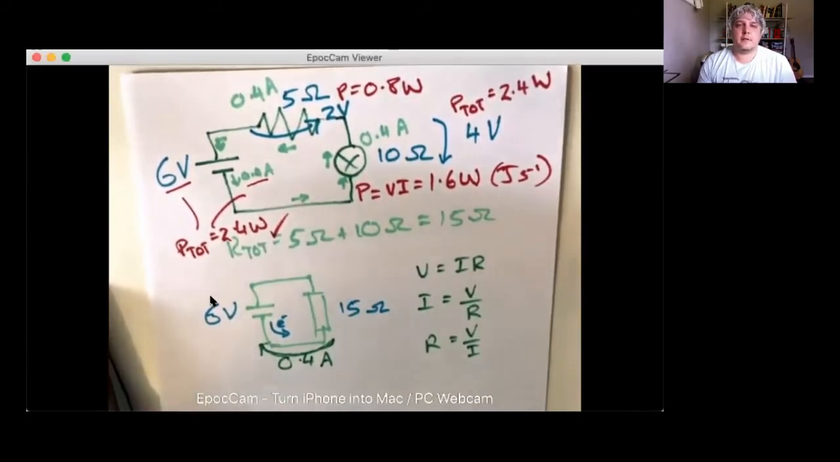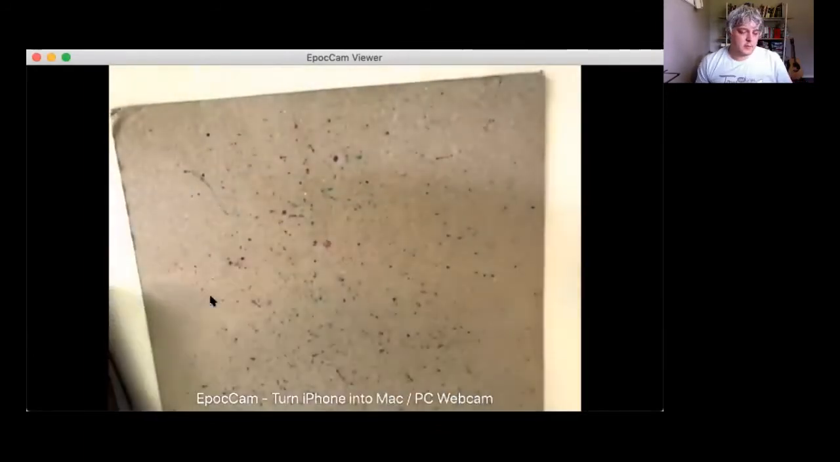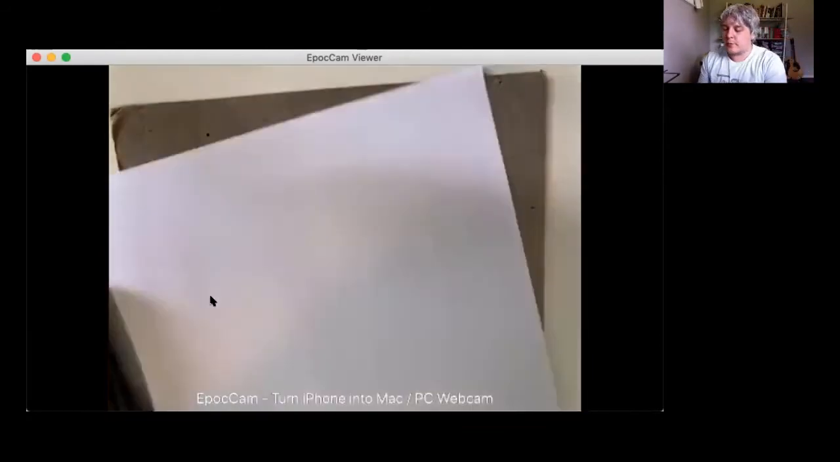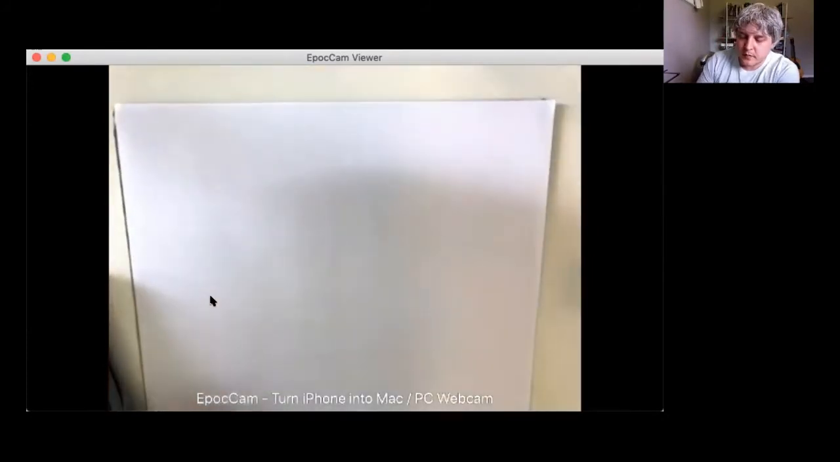The next circuit we're going to look at is parallel. Again, there is a lecture slide with all of that information on it, but again, I'm going to do it manually so I can talk through it and hopefully help make it as clear as possible.